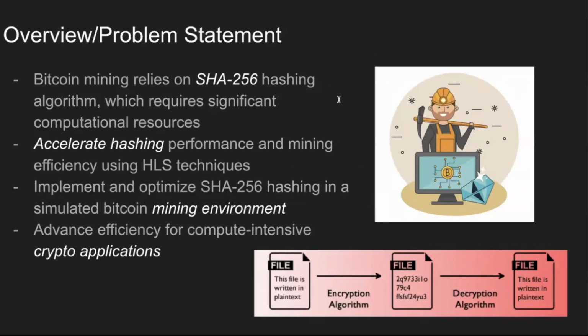With the rise of cryptocurrencies, efficient hardware implementation of crypto hashing functions becomes more essential, especially for Bitcoin mining, which significantly relies on secure hashing algorithms. Because hashing algorithms require significant computational resources, we want to accelerate hashing performance and mining efficiency using HLS techniques. In our project, we implement and optimize SHA-256 hashing in a simulated Bitcoin mining environment. And hopefully, this project can potentially advance efficiency for compute-intensive crypto applications.